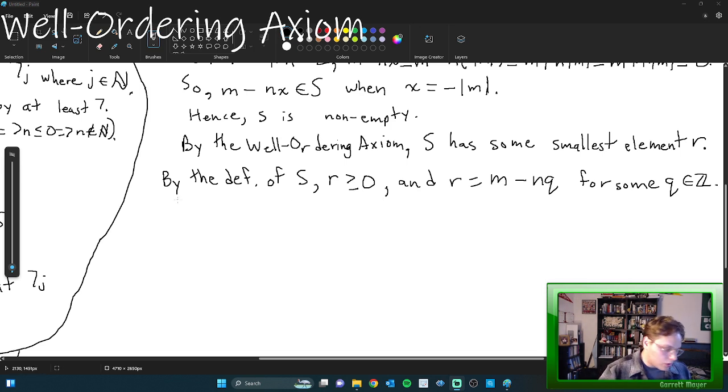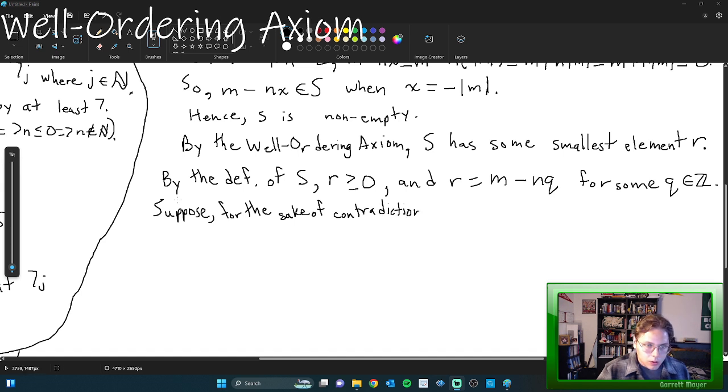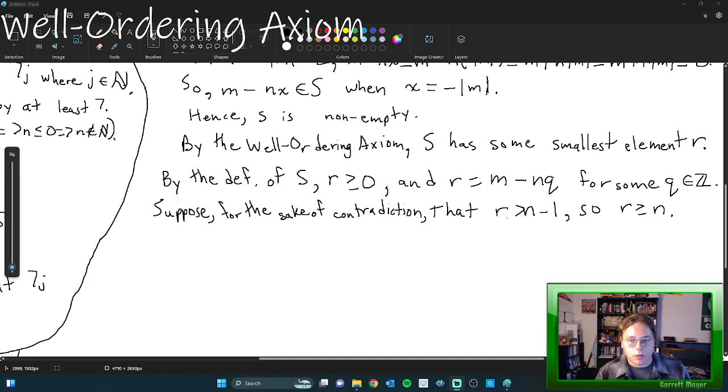So what we're going to do is suppose, for the sake of contradiction, that r is greater than n minus 1. In other words, r is greater than or equal to n, because if it's greater than n minus 1, it can't be n minus 1. It has to be n or larger.